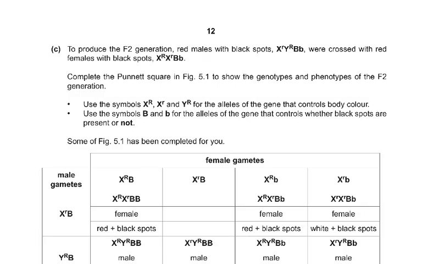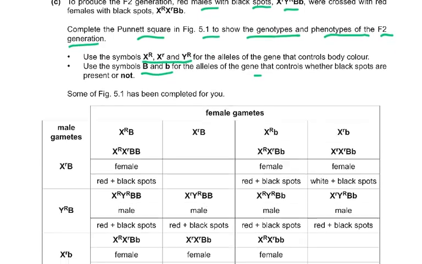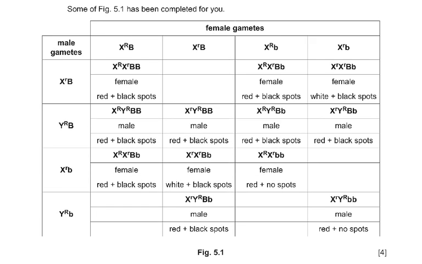So this is some information they've given you, and now they say to produce the F2 generation, red males with black spots, X^R Y^R BB, were crossed with red females with black spots, X^R X^R BB. Complete the Punnett square to show the genotypes and phenotypes of the F2 generation. Use the symbols shown, and use B and b for the alleles of the gene that controls whether black spots are present or not. Part of figure 5.1 has been completed for you.